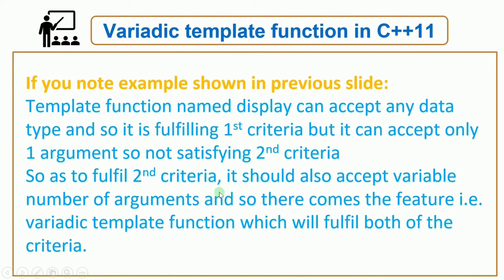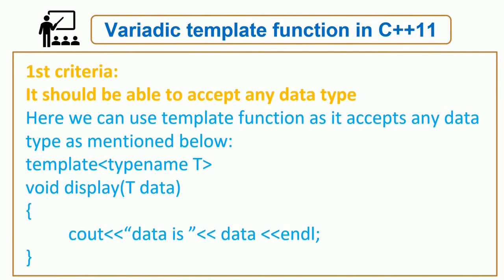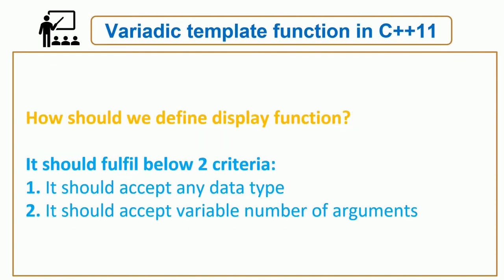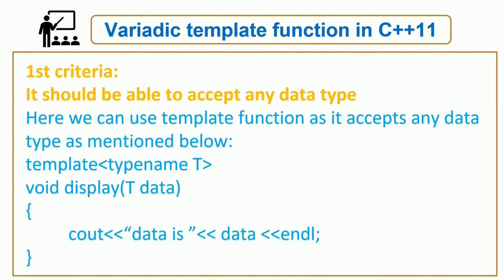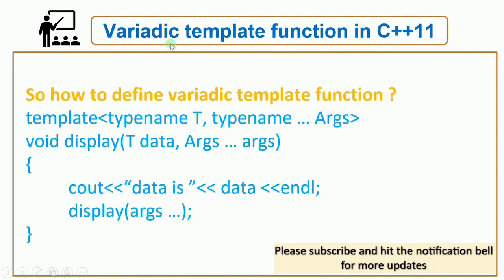So in that case, what feature came in C++11 which will satisfy both these criteria, that is, it should accept any data type, which we have seen in the template function. But the template function accepts only one argument, it does not accept a variable number of arguments. So to also fulfill this second criteria, the new feature that came in C++11 is the variadic template function.